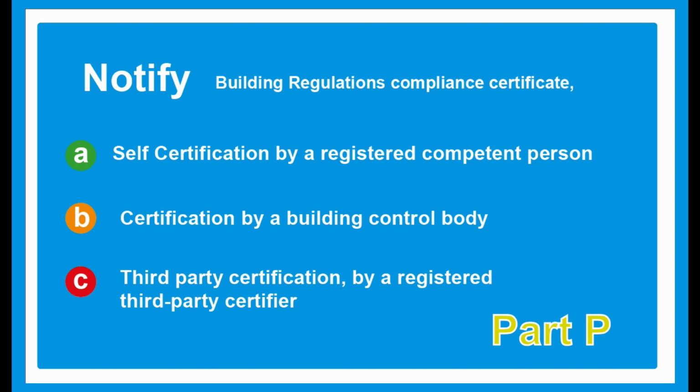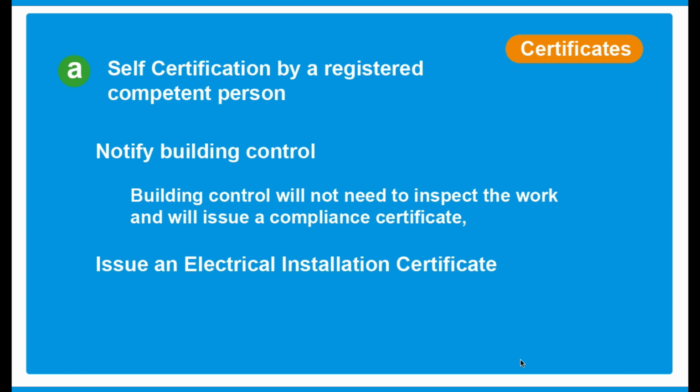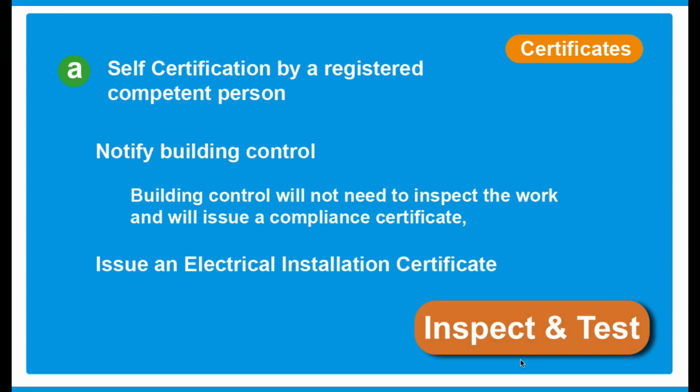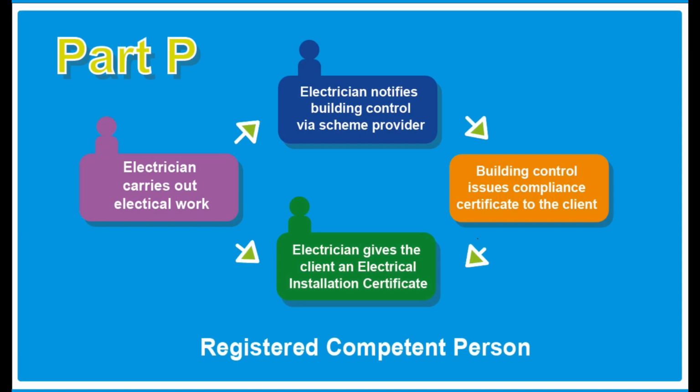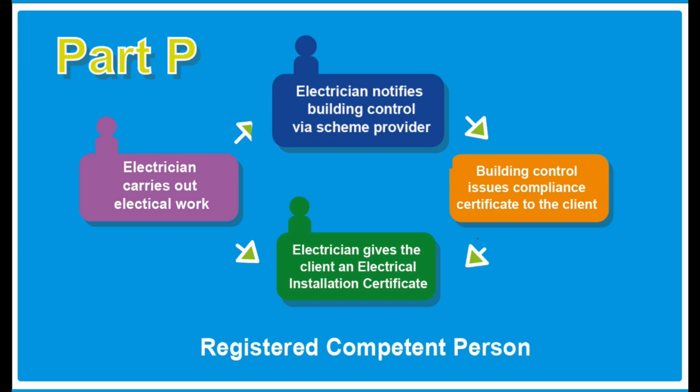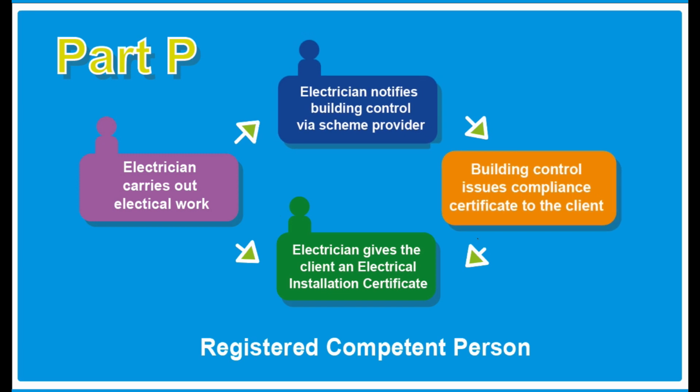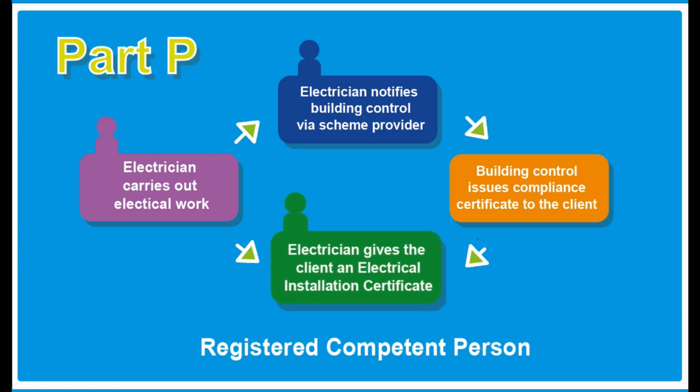The simplest way to comply with the regulations is to use a registered competent person. That person can self-certify their own work, so they can design the installation, they can construct it, they can do the inspection and testing, and they can commission the installation. As you can see here, the electrician carries out the electrical work. The electrician can then notify building control via his scheme provider, and building control will issue a compliance certificate to the client. An electrician can also give the client an electrical installation certificate.